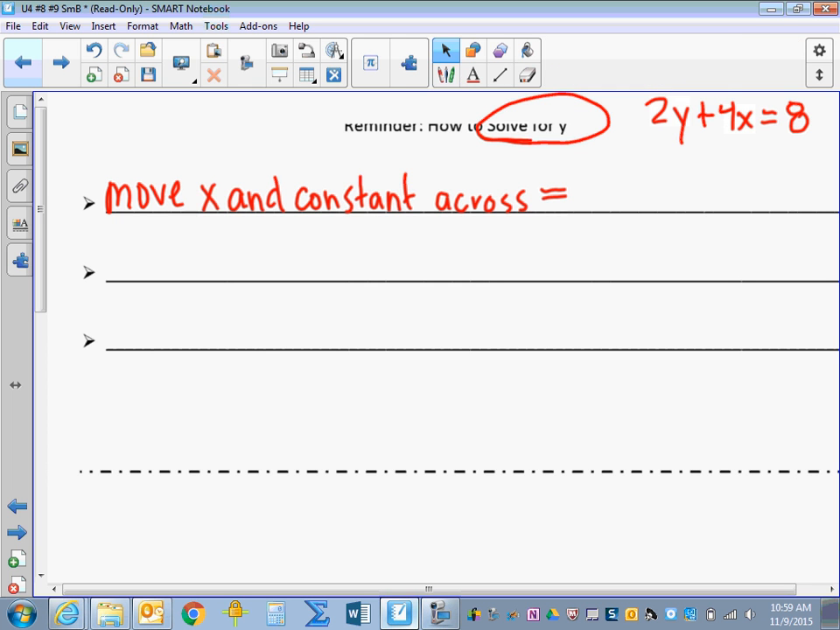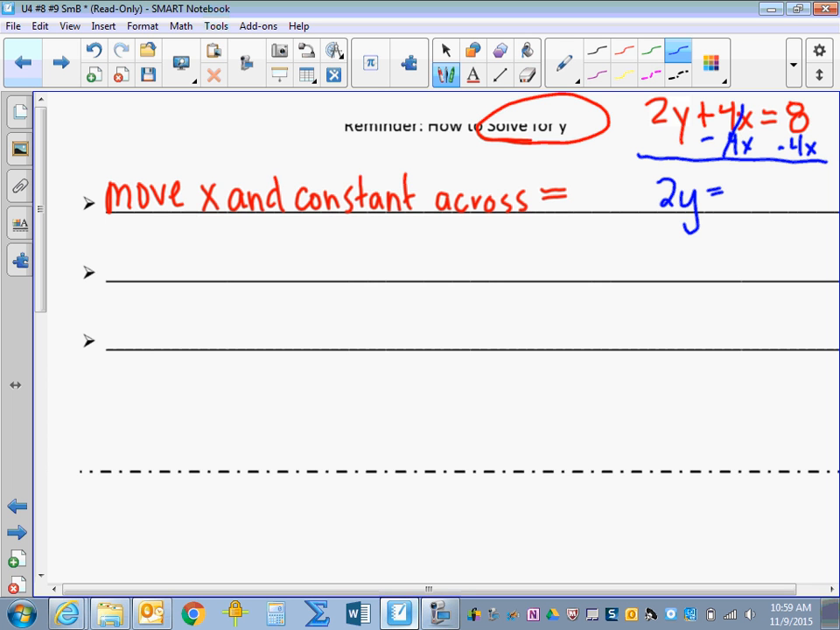So I need to move my x over, though. So I'm going to subtract my 4x over, and I get 2y equals -4x plus 8. So I need to move my x and my constant over, so I have just y by itself. Kieran, what do you think I would do next to get y by itself? We want to get y by itself. It currently has the 2 with it. How do I get rid of that 2?